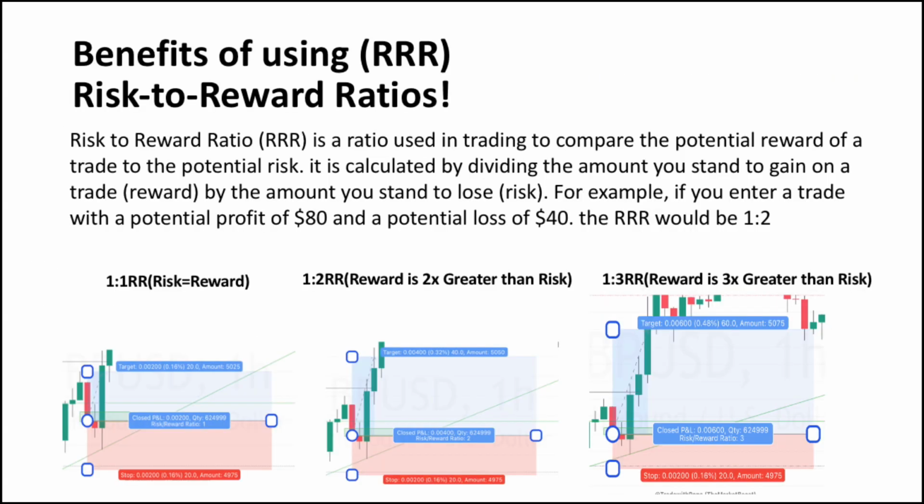Lovely. The benefits of using risk to reward ratio. Risk to reward ratio is used in trading to compare potential reward of trading to potential risks associated with it, just like what I just said. It is calculated by dividing the amount you stand to gain on a trade by the amount you stand to lose. For example, if you enter a trade with a potential profit of $80 and your potential loss is $40, your risk to reward is 1 to 2.